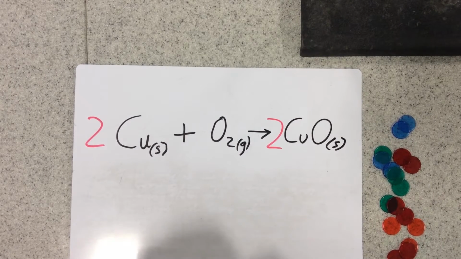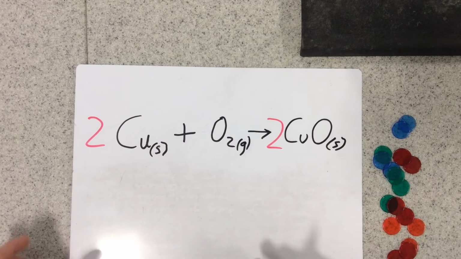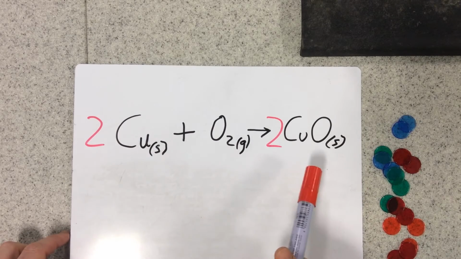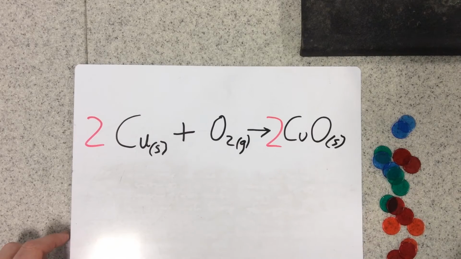Recap of symbol equations and an idea for balancing equations. Firstly, the idea of an equation like this is that it gives you an awful lot of information about a chemical reaction.